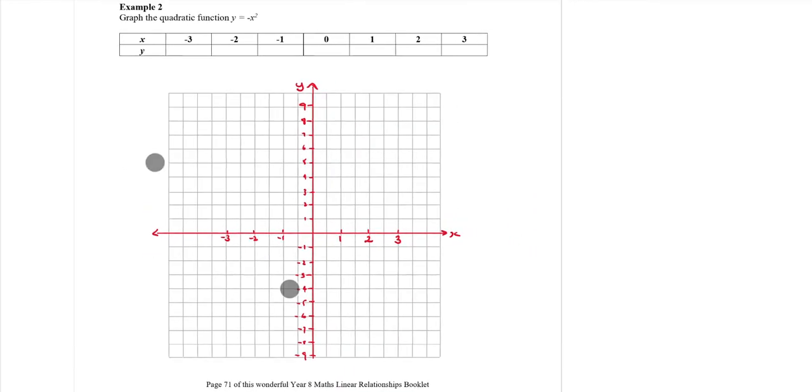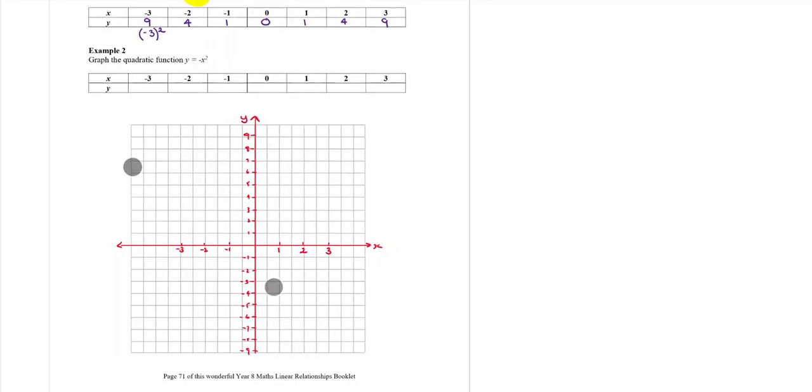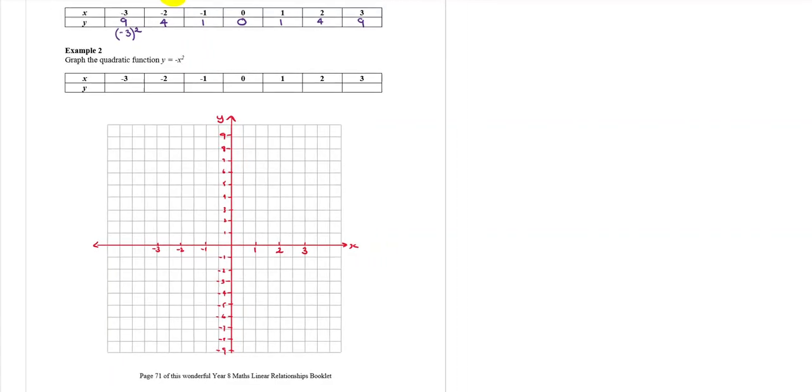Okay, so now that we have the Cartesian plane drawn, looking at my table of values, when x equals -3, y equals 9, put a dot. x equals -2, y equals 4, put a dot. x equals -1, y equals 1, put a dot. 0, 0, put a dot. 1, 1, 2, 4, and 3, 9.